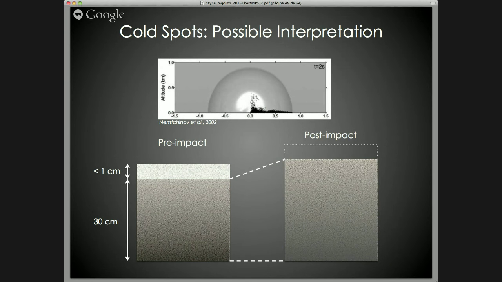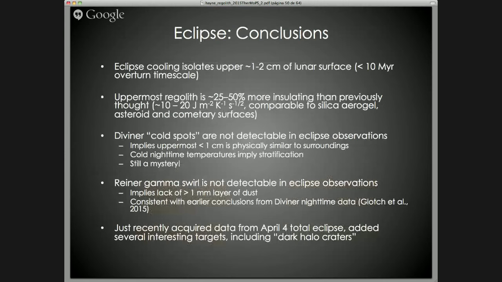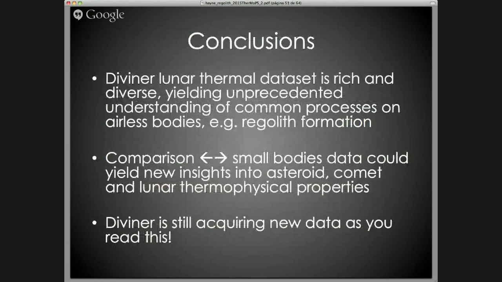Okay, so I'm going to conclude this talk by saying that I've kind of just tried to highlight some of the high-level features of this data set, but I hope you agree that it's very rich and diverse, and I didn't even have a chance to talk about some of the other aspects, including the composition and volatiles. But we've got a kind of unprecedented view on the thermal behavior and the thermophysical properties of an airless body here that I think has applications beyond just the moon.